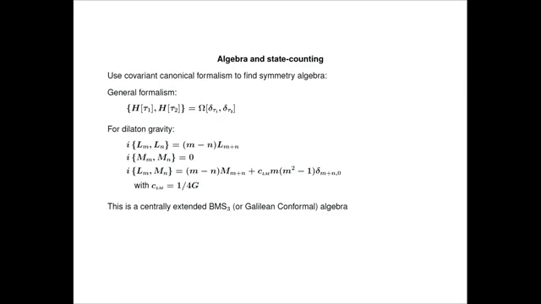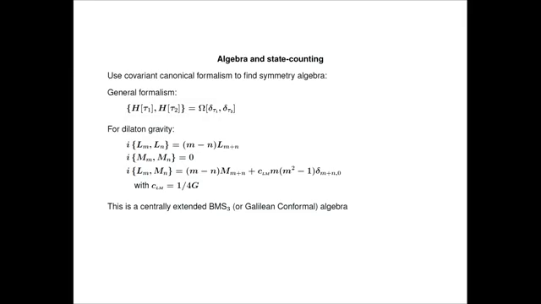Okay, so you can write down the commutators, or the Poisson brackets, as I said. The general formalism gives you those in terms of the symplectic form. You work these out for dilaton gravity.